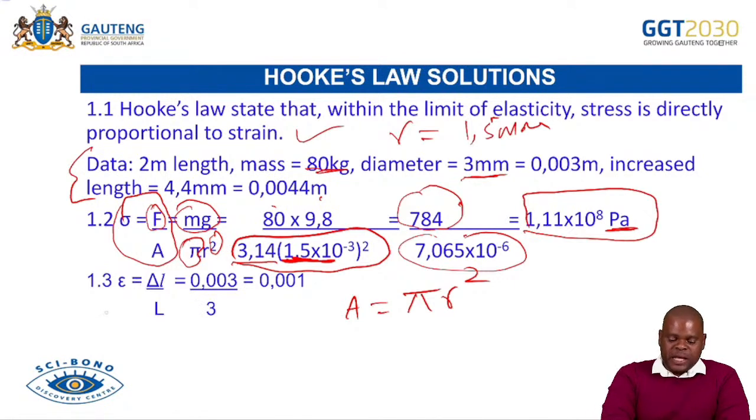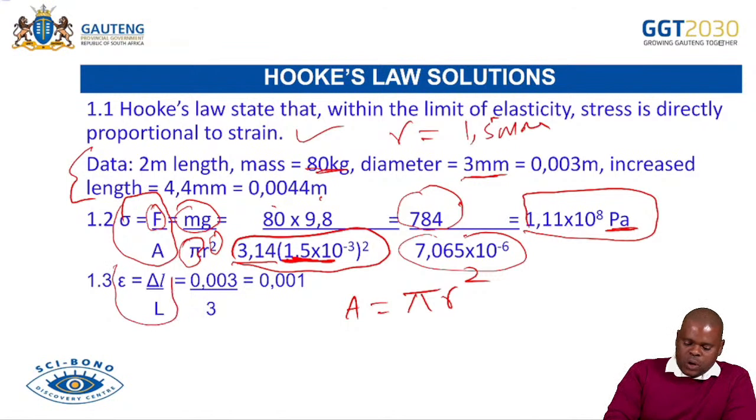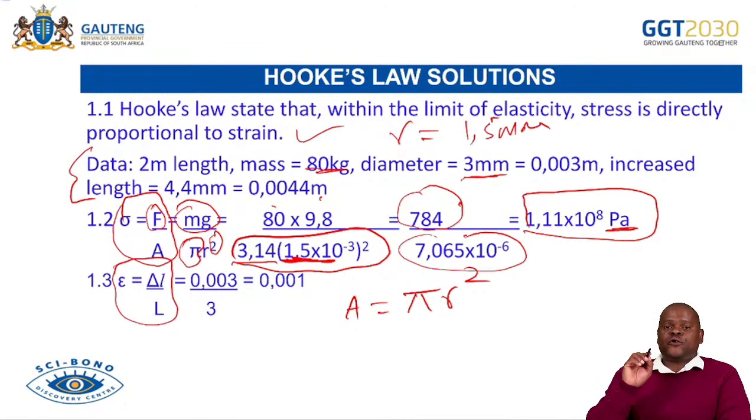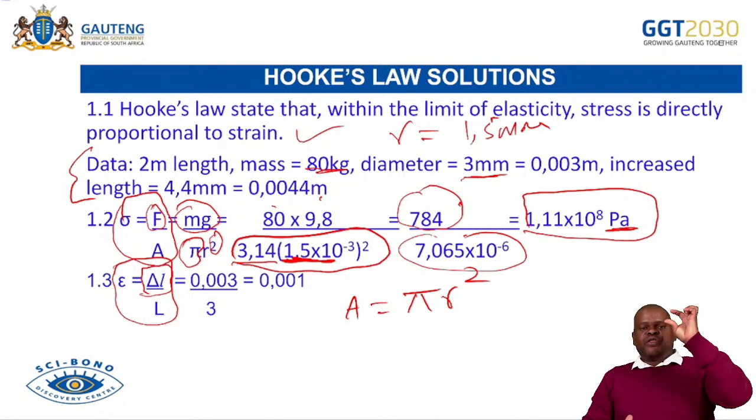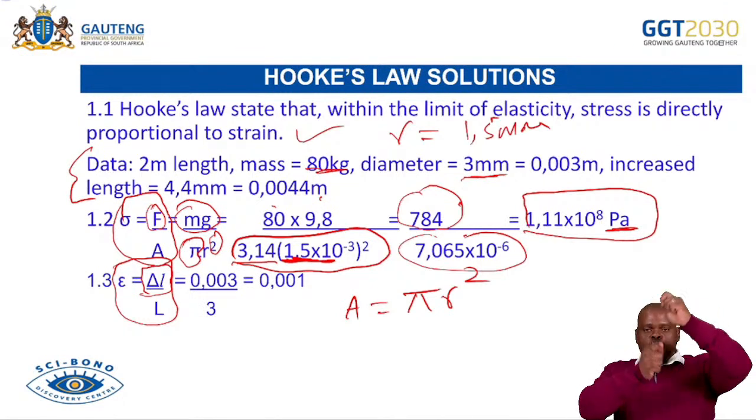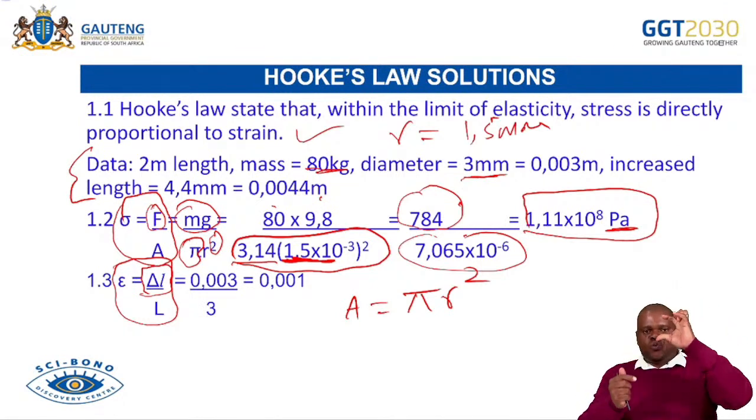Okay, we continue with 1.3. They said calculate the strain. This is the formula that we use to calculate the strain. And remember from last time's lesson, we said the change in length is the length that the rope or the wire has stretched by.